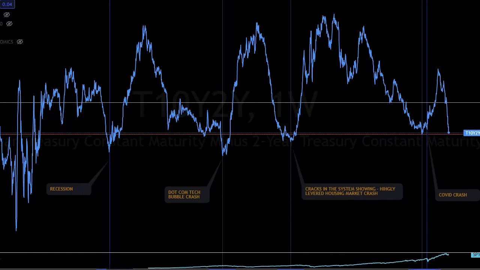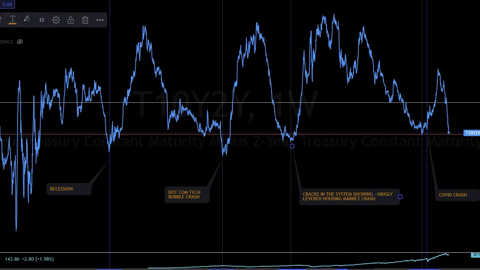Here we had the 90s recession, when the yield curve stayed inverted for quite some time. Recession followed. Here, when the yield curve inverted, you had the dot-com tech bust. Here, when the yield curve inverted for a decent amount of time, you had the cracks in the housing market showing up, and the housing market crashed due to highly levered loans. And then here, the yield curve didn't go negative, but it touched on that ratio, and shortly after, the COVID crash happened. So it is a tremendous indicator, and a valuable one to understand, along with why and what happens when the yield curve inverts.